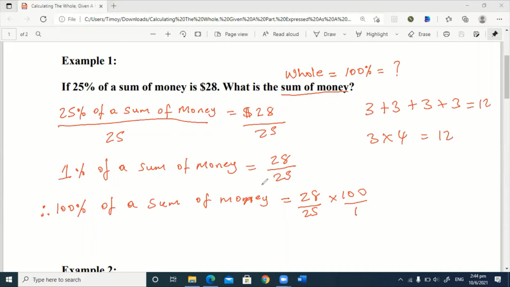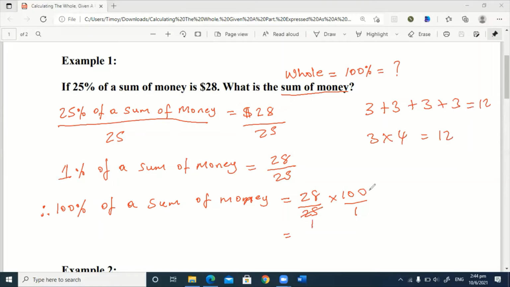So that is why we know that we can multiply this 28 over 25 by 100, since that 1% is equal to this, and we want to find 100%. So multiplication allows us to do this much faster. So when we multiply this now, how many groups of 25 can we get out of 25? That would be 1.